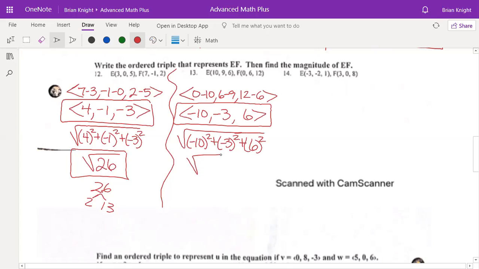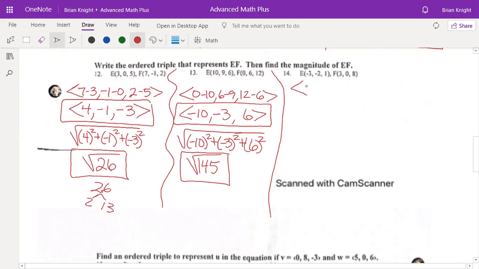The magnitude, negative 10 squared plus negative 3 squared plus 6 squared, and the square root of that would be the square root of 145, which looks like it should be able to be reduced, but it can't. It's like 5 and 29, I think. And so that doesn't help us any.